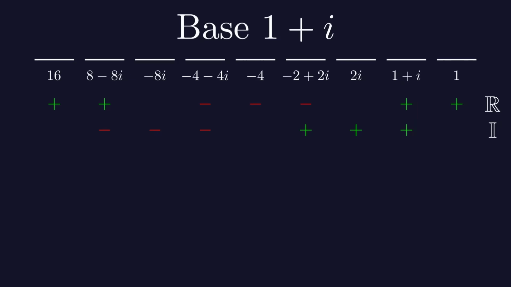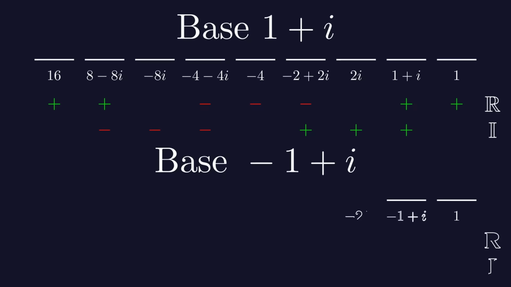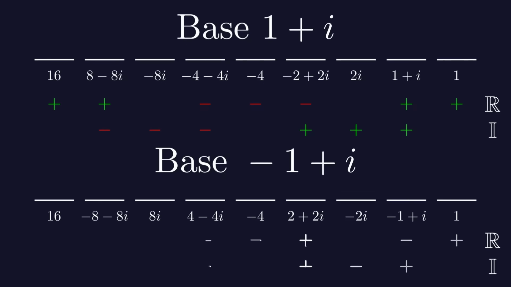But now let's look at base -1 plus i. In this base, the pattern in powers is very different. Real and imaginary values alternate between positive and negative. This allows us to express any number using only digits 0 and 1. But we only changed the positive one to negative one in the base. Let's see what happens when we change the i to negative.